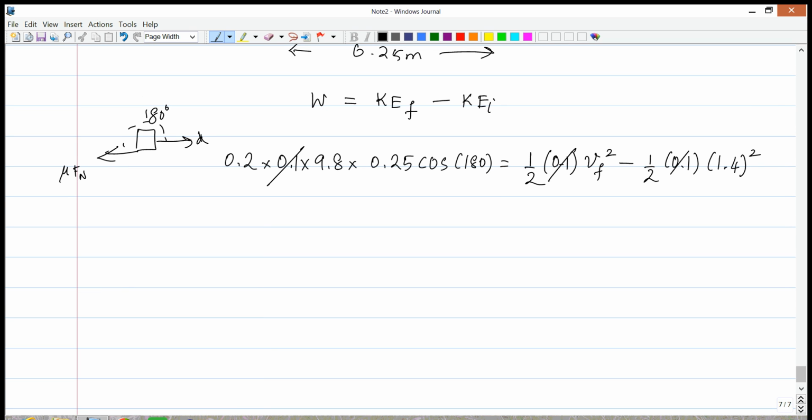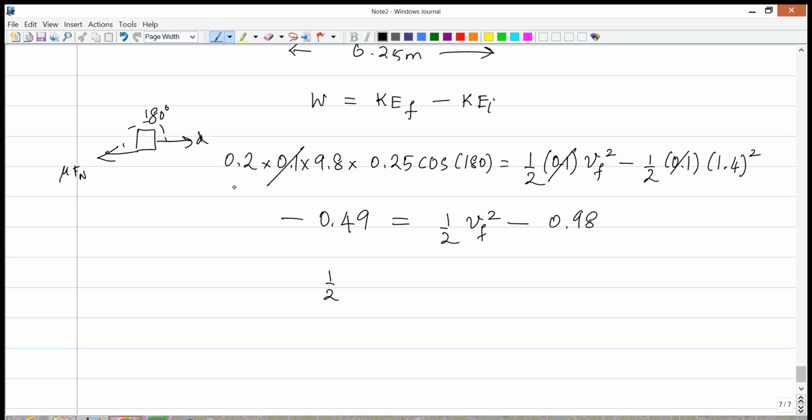Okay, so the calculation is going to be 0.2 times 0.25, which is 0.05, multiplied by 9.8, which ends up giving you 0.49. And then there's a negative sign here from the cosine 180, and this is equal to half of Vf square minus half of 1.4 square, which is 1.96 divided by 2, which is 0.98.